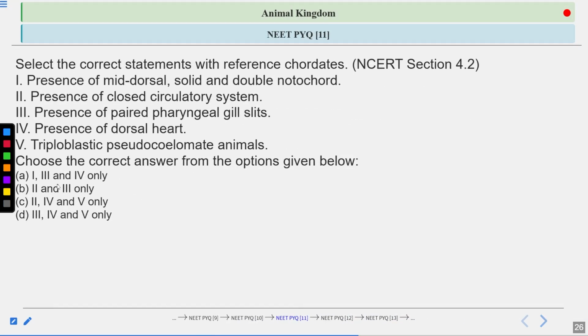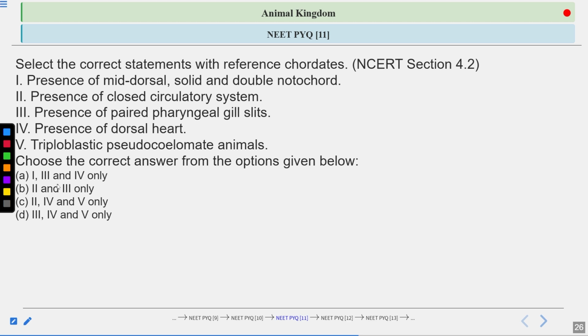Next question, select the correct statement with reference to the chordates. This question is coming from NCERT section 4.2. Let us see the statements. First, presence of mid-dorsal solid and double notochord. Second, presence of closed circulatory system. Third, presence of paired pharyngeal gill slits. Fourth, presence of dorsal heart. Fifth, triploblastic pseudocoelomate animals. Choose the correct answer from the options given below.